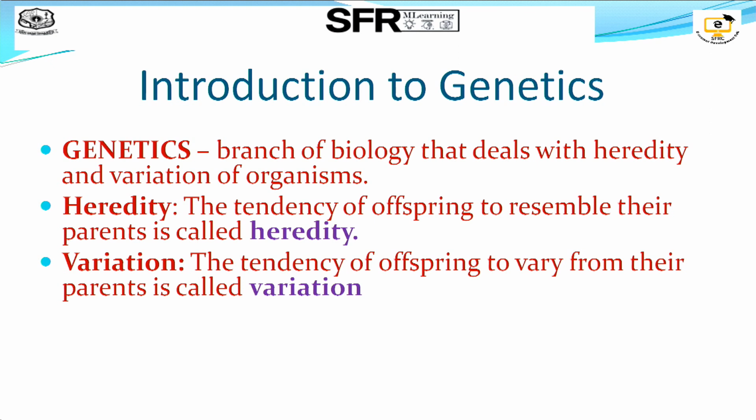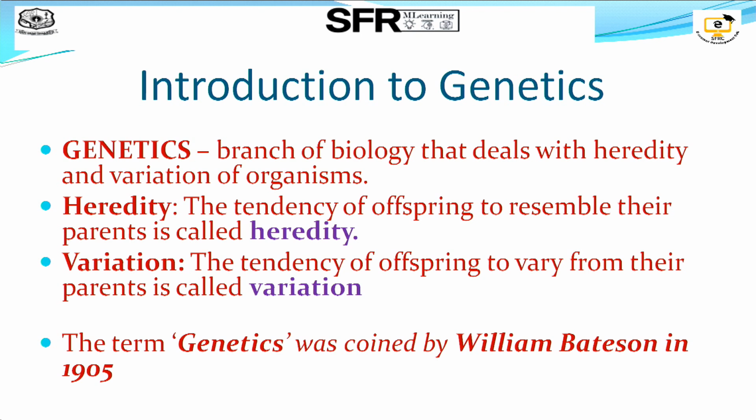So the gene plays the role of how characters are passed from the parents to the offspring. Some of the characters we get from our parents, that is called heredity, and we have some differences, that is called variation. So what are the other things, we can see now. Before that, the term genetics was first coined by William Bateson in 1905.